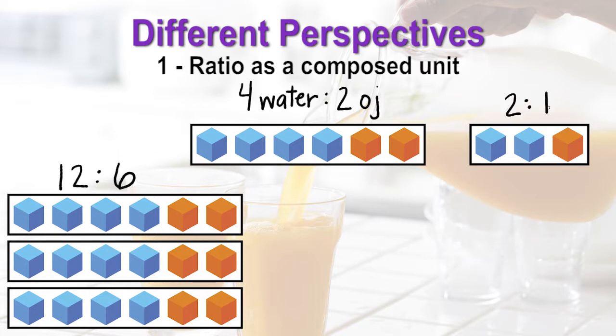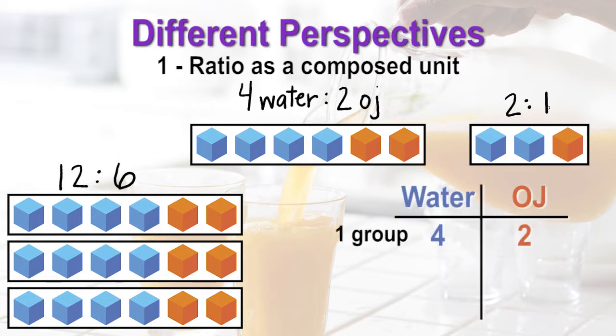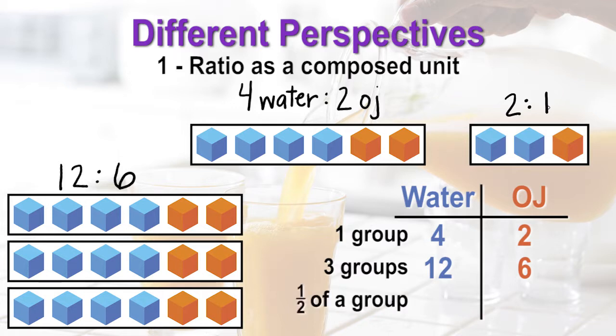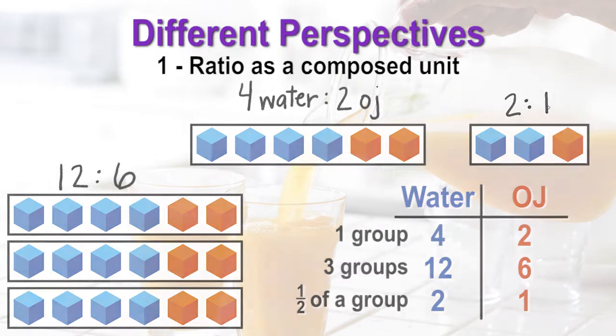Students will record their findings in a table as seen here. For example, a batch could be made from 3 groups. 3 groups of a ratio of 4 to 2 is 12 to 6. Or a batch could be made from 1/2 of a group. 1/2 of the ratio 4 to 2 is 2 to 1. Notice that the number of groups varies and the size of each group is fixed.